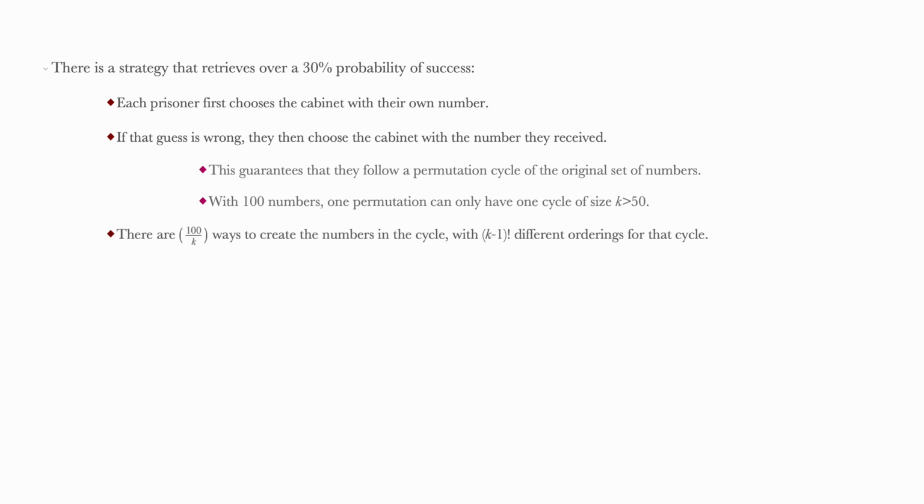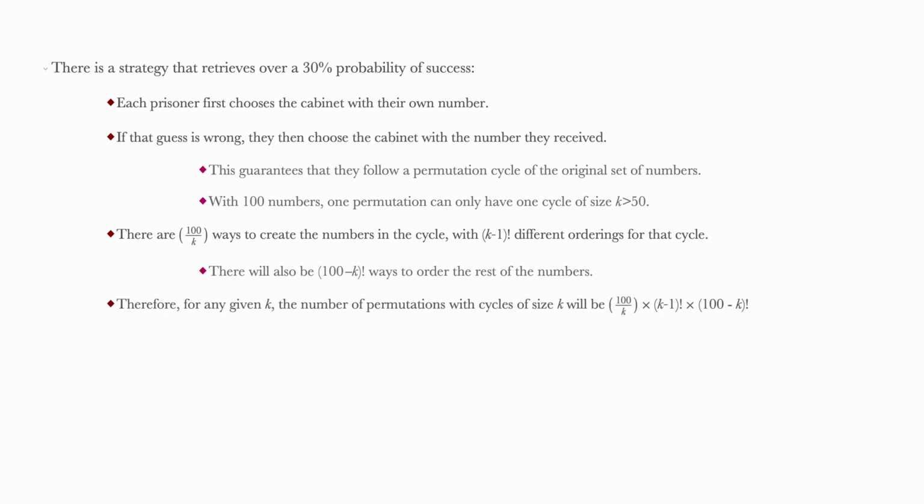Taking this, there are 100 choose k ways to create the numbers in the cycle, with (k minus 1) factorial different orderings for that cycle. There will also be (100 minus k) factorial ways to order the rest of the numbers. Therefore, for any given number k, the number of permutations with a cycle of size k will be 100 choose k times (k minus 1) factorial times (100 minus k) factorial. This is important because if there are no cycles longer than 50, then every prisoner will eventually pick their number, as they'll be on a permutation cycle that will eventually give them their own number.